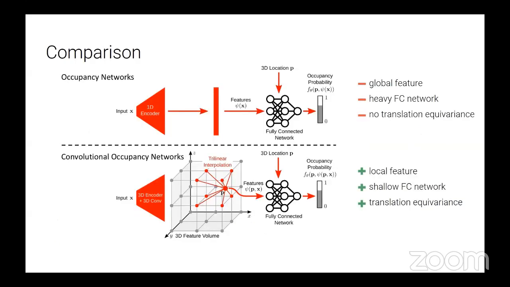Here is the direct comparison between the occupancy network on the top and our convolutional method on the bottom. We can see for our method, the features are not a global code anymore, but they are distributed in 3D space. They can benefit from the translational equivariance of either 2D or 3D convolutional networks. Moreover, since the features of our method have richer local information, we only require a shallow, fully connected network. Let's now look at some results.